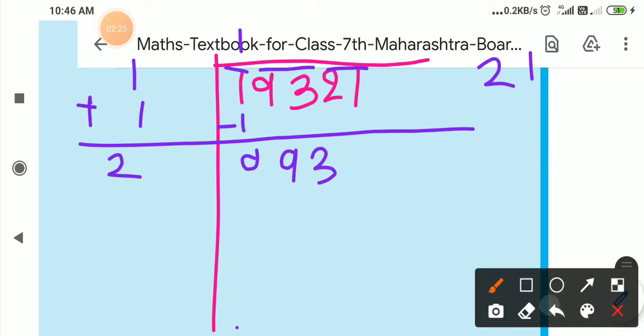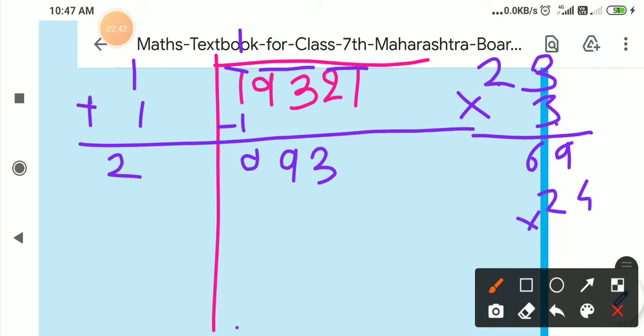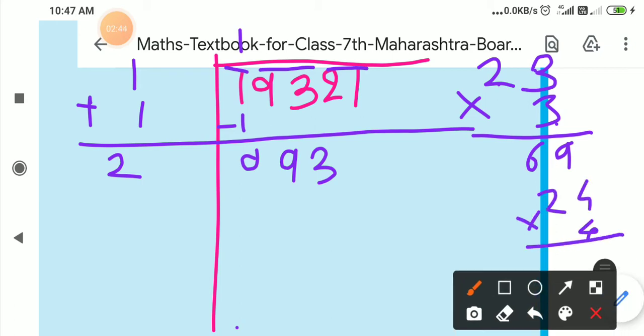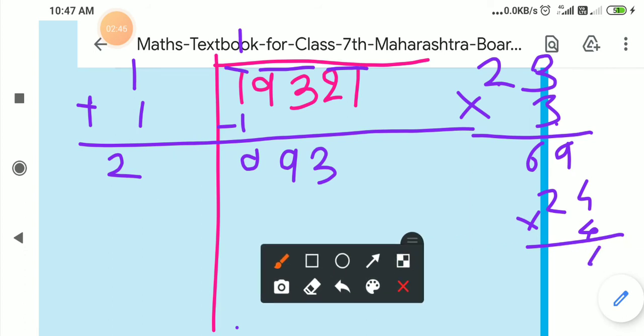So now I will take 23. Here 23 I will multiply with 3. We have to take the same number here, that thing we have to keep in mind. So 3 threes are 9 and 6 threes are 18, means 69. This one is also small, but we will check 24 into 4. 24 fours are 96, and 96 is bigger than 93. So we cannot take 4 with 2.